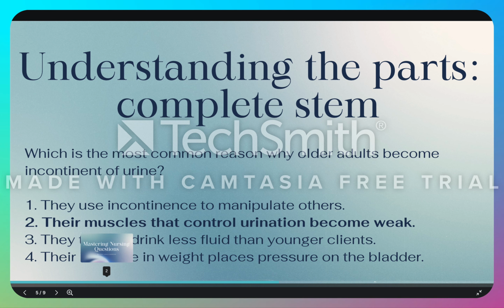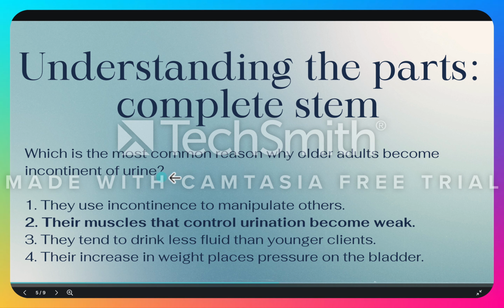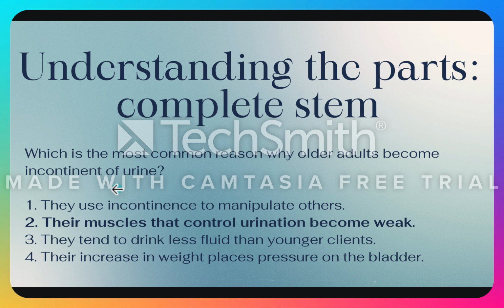When we look at questions, we either have a complete or an incomplete stem. The complete stem is a statement all of its own. This one says, which is the most common reason why older adults become incontinent of urine? We should be able to answer that if we're familiar with the material, before looking at the choices. If you see a question like this, it's a good idea to start answering it before you read all the choices and pick the choice that matches what you were thinking, especially if you have prepared for the material.